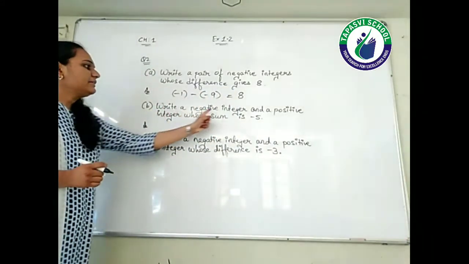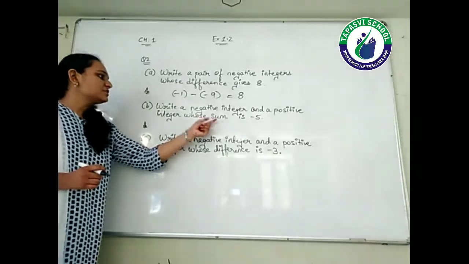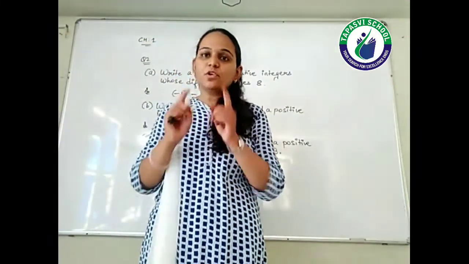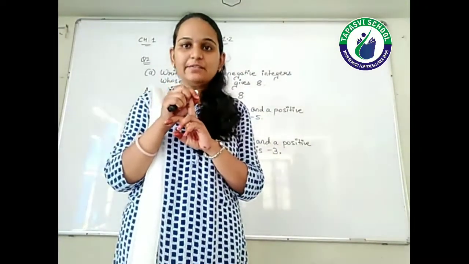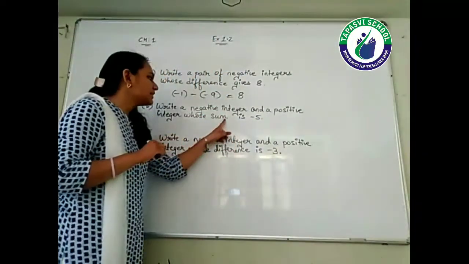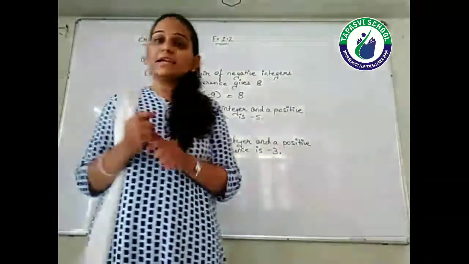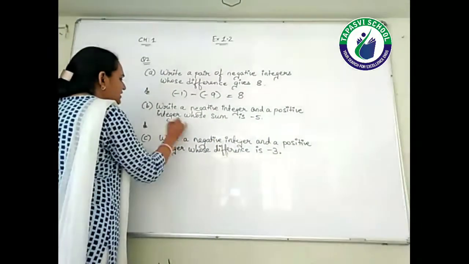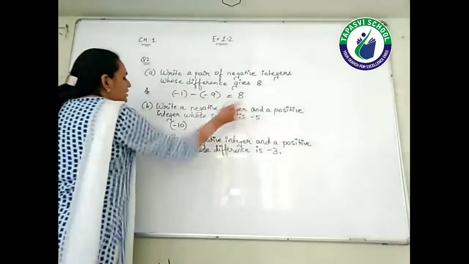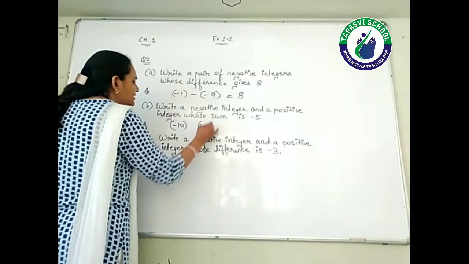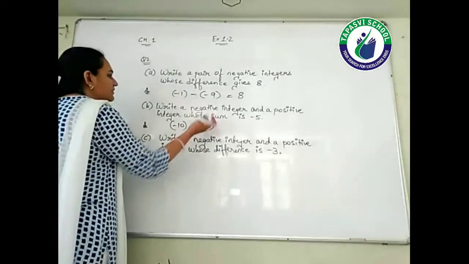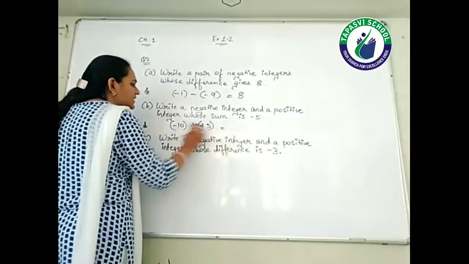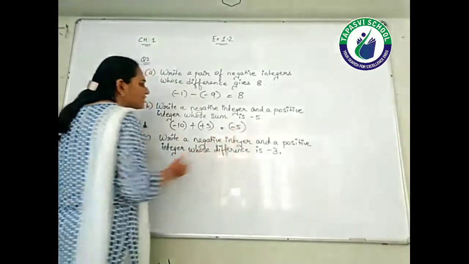Second one: write a negative integer and a positive integer whose sum is -5. Now in this question they want one positive integer and one negative integer, whose sum is -5. Sum means in between the sign should be a plus. So I can write -10. I have one negative integer, one positive integer, so I will write +5, whose sum is -5. So in between the sign is also plus. So -10 and +5, the result is -5.